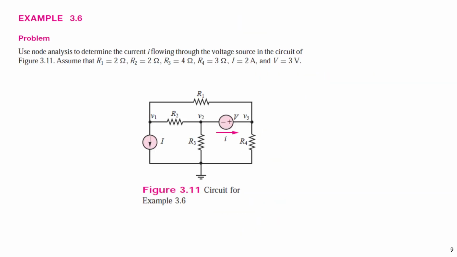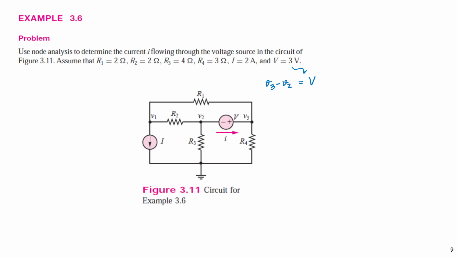So let's see this example. How to solve this circuit. We don't know the current I. We know the voltage with this circuit. V3 minus V2 is equal to the voltage source, equal to 3. We know V3 minus V2 is equal to 3 volts, right? But the current I is the difficult parameter.